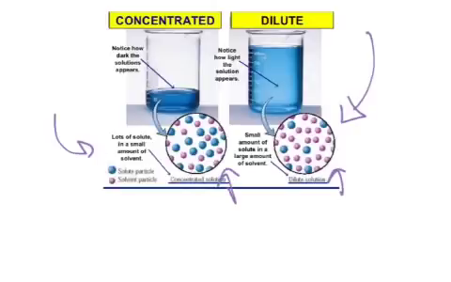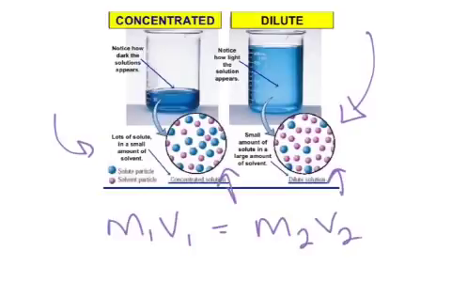So to dilute something means to add water to it, which means you're not losing any of the solute particles, you're just making them more spread out. And the equation for that is initial concentration times initial volume is always equal to the final concentration times the final volume. So 1 stands for starting numbers, 2 stands for final.